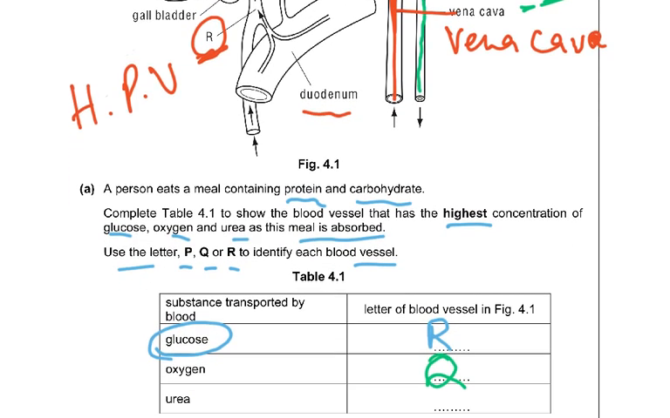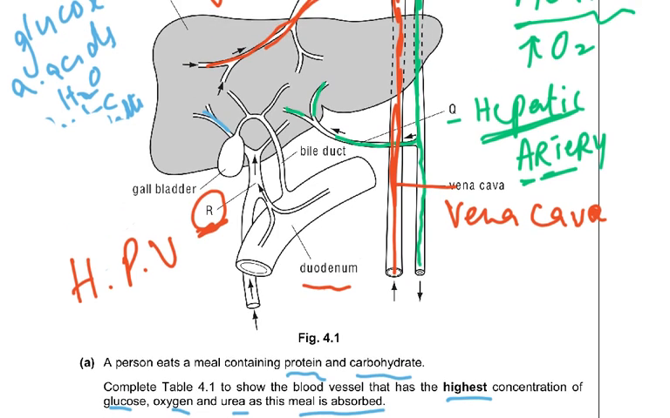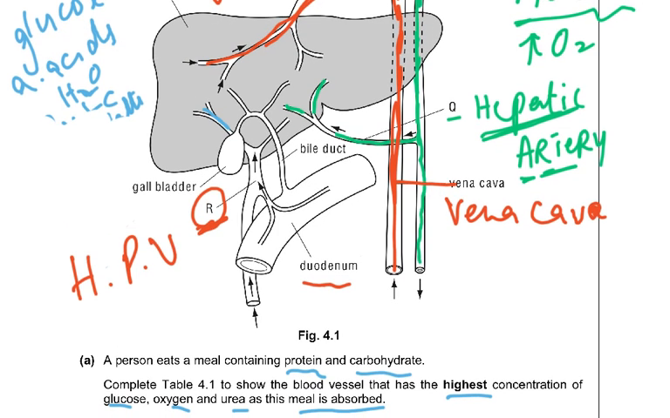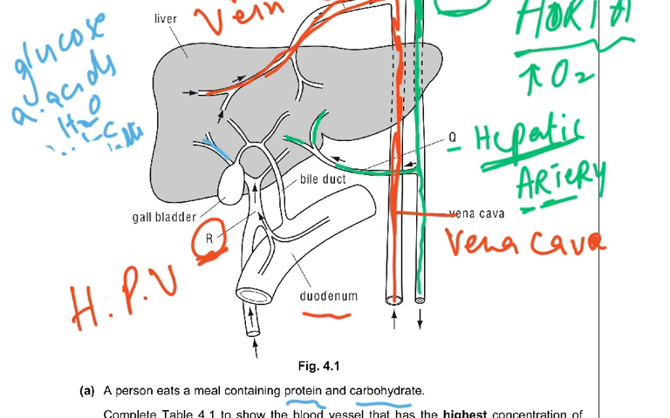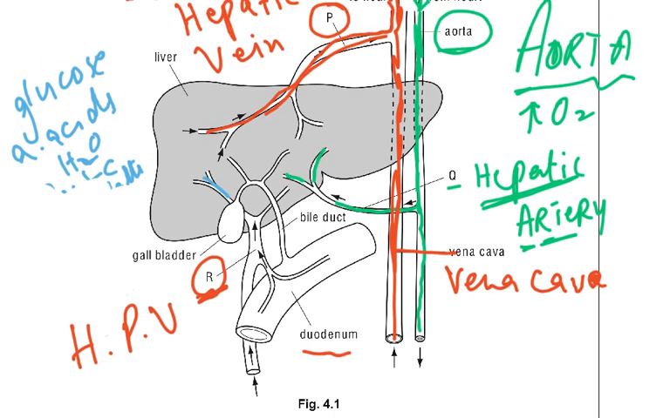And then the third thing they asked is urea. So where is urea made? Now you've got to go back onto deamination. Urea is made in the liver. Deamination takes place in the liver. So which is the vessel which is coming out of the liver? That is P.